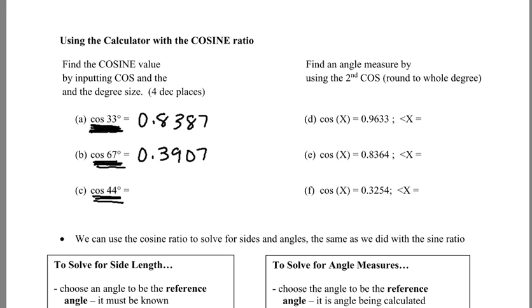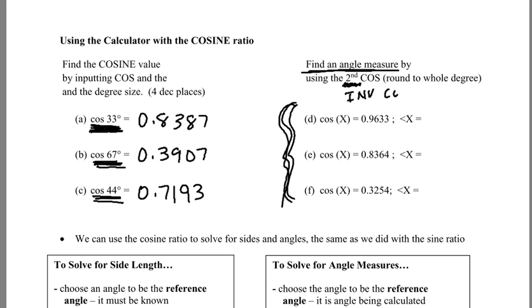Now, we're not going to work with sides and angles totally separate today. After the sine work, we're going to work with cosine, both sides and angles in this lesson. So remember, the second bit to using the calculator is when we're finding the angle measure, we need to use second function or inverse cosine. And degrees tend to be to the whole degree.